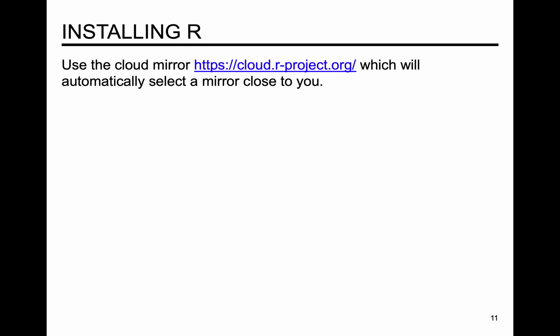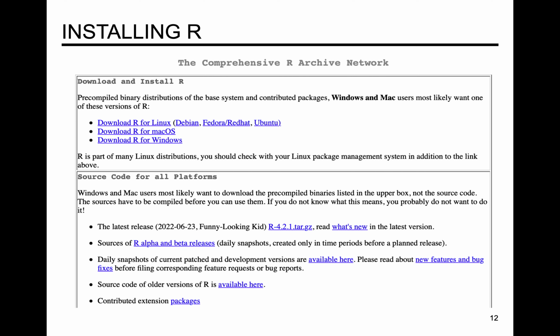To install R, I recommend the cloud URL you see on the screen, which will automatically select the mirror closest to you. Alternatively, you can just Google search download R, and the first search result should be the official r-project.org website. When I clicked the cloud URL on my MacBook Pro, I was brought to a web page that looks like what you see on the screen now. Since I'm working on a MacBook Pro, I'm going to click the link in the second bullet that says Download R for macOS. If you're on a Windows machine, the web page may look different.